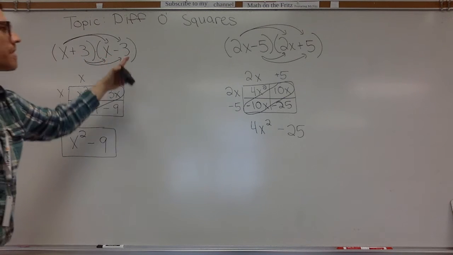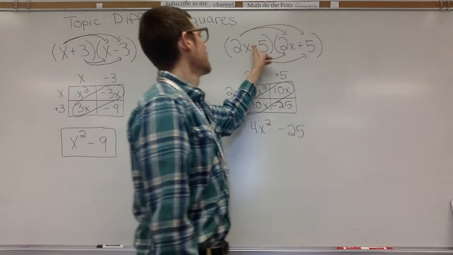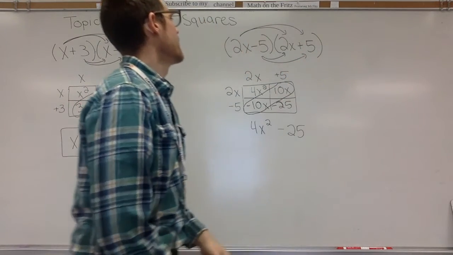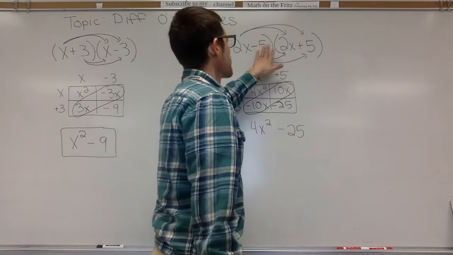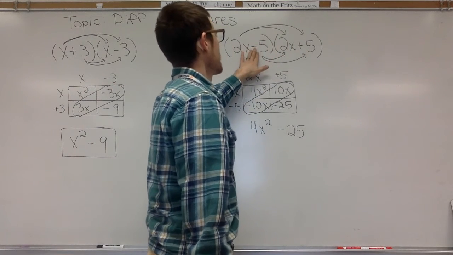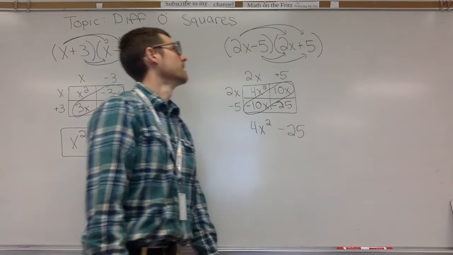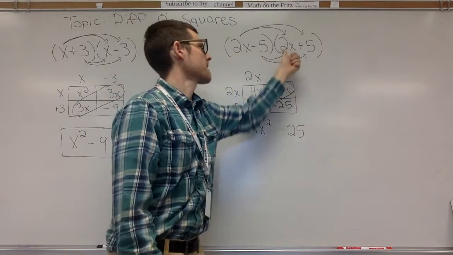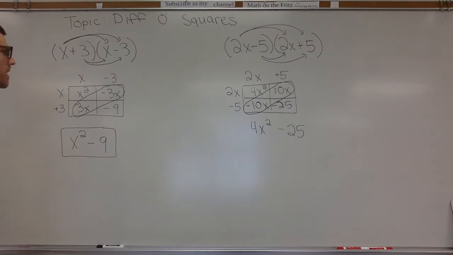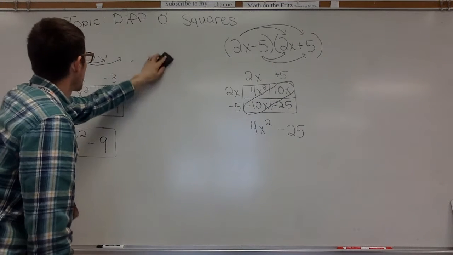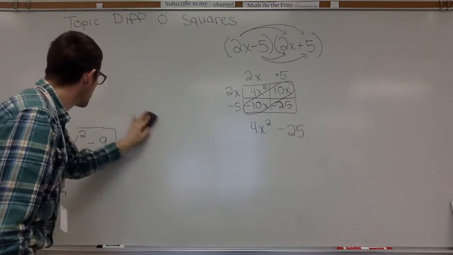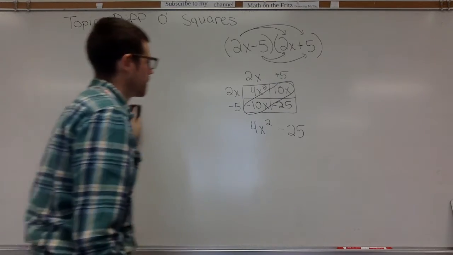Positive 3, negative 3. Even on this one, negative 5, positive 5. It doesn't matter what order they were in. What matters is that one was a positive, one was a negative in the middle. Notice these were both 2x in front. So we're going to do something now. I'm going to erase this, and we're going to talk about how to do a difference of squares problem.